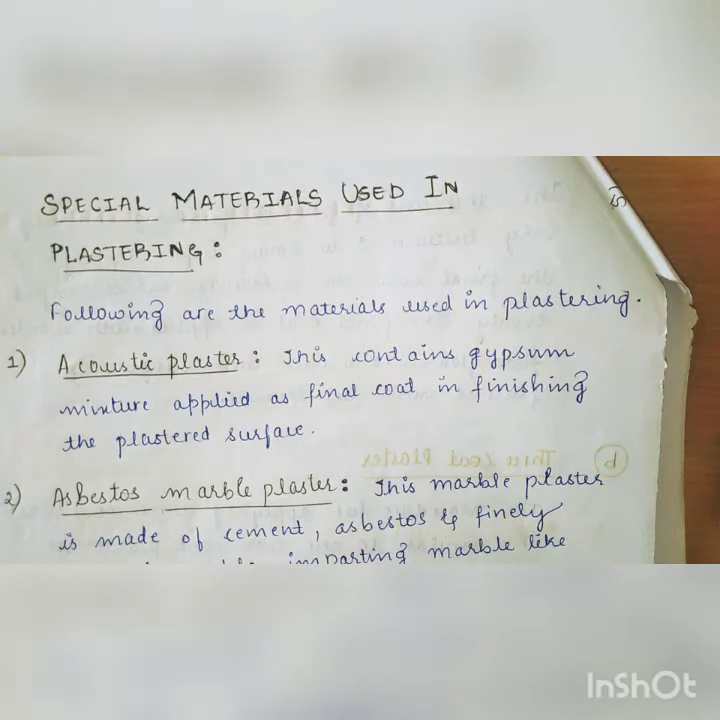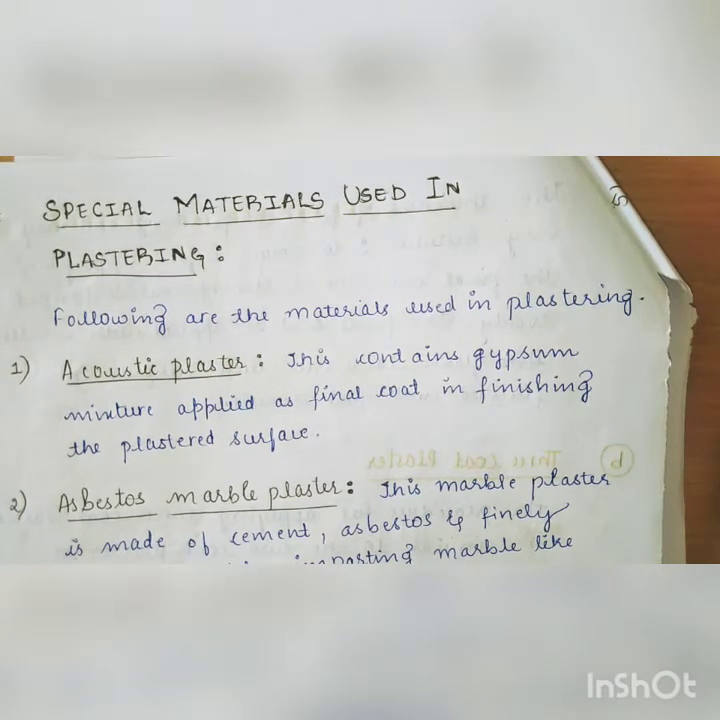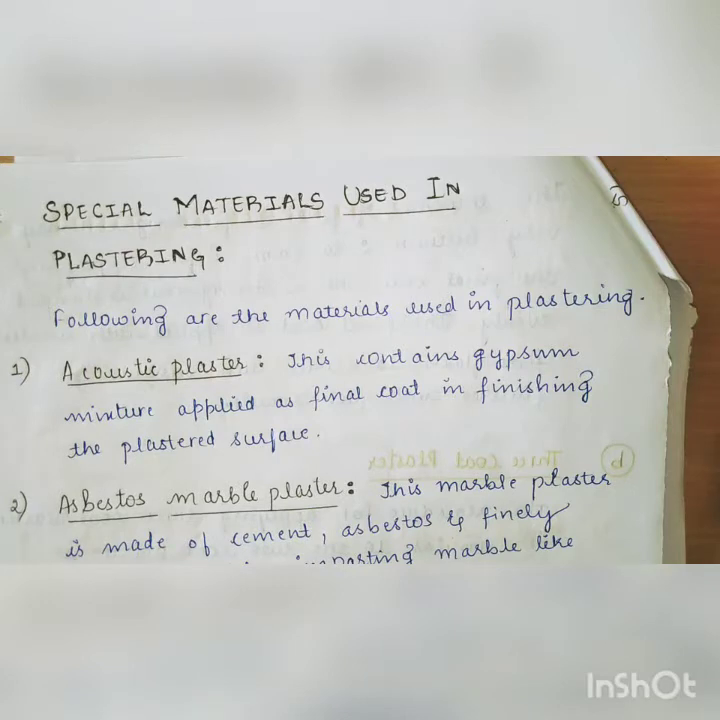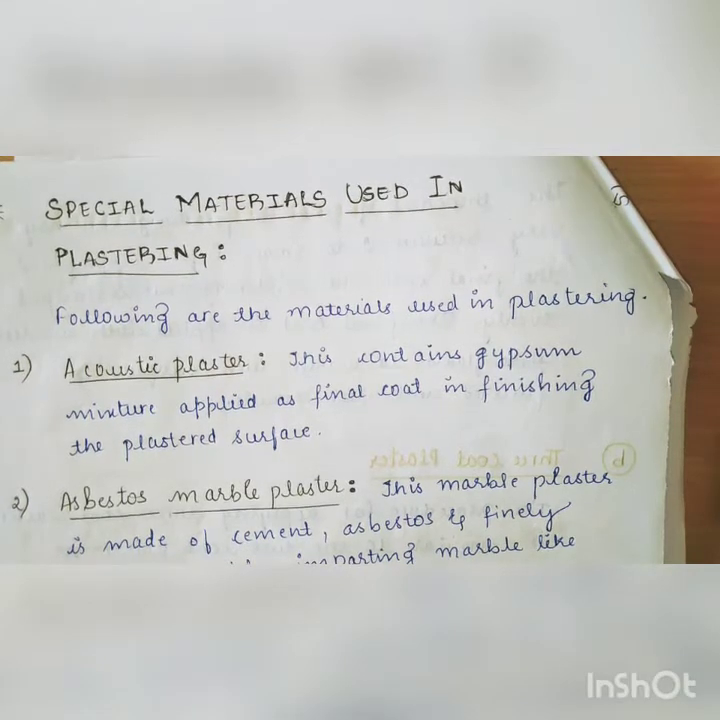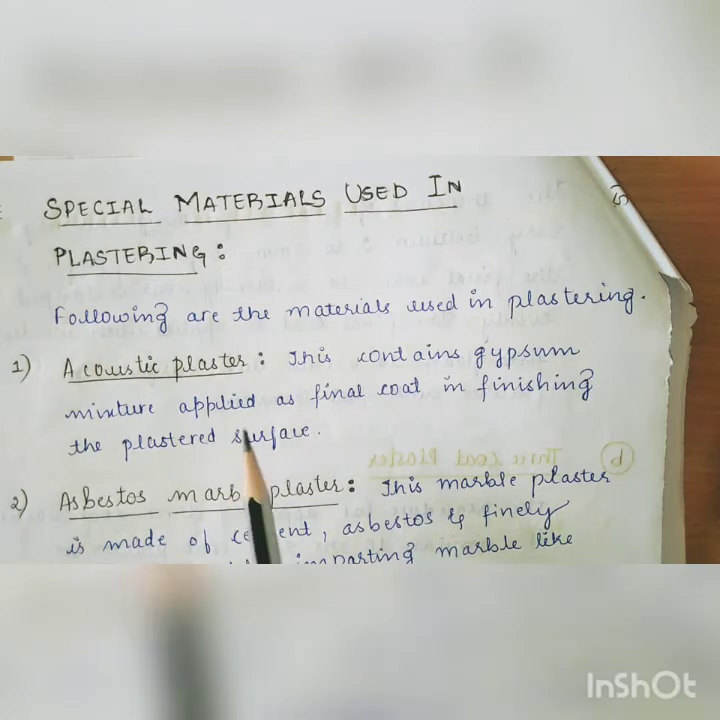If we use the wooden float, it contains some pores, which will give some openings in the plastering surface. For that purpose they use the wooden float instead of the steel float. This is all about the acoustic plaster.